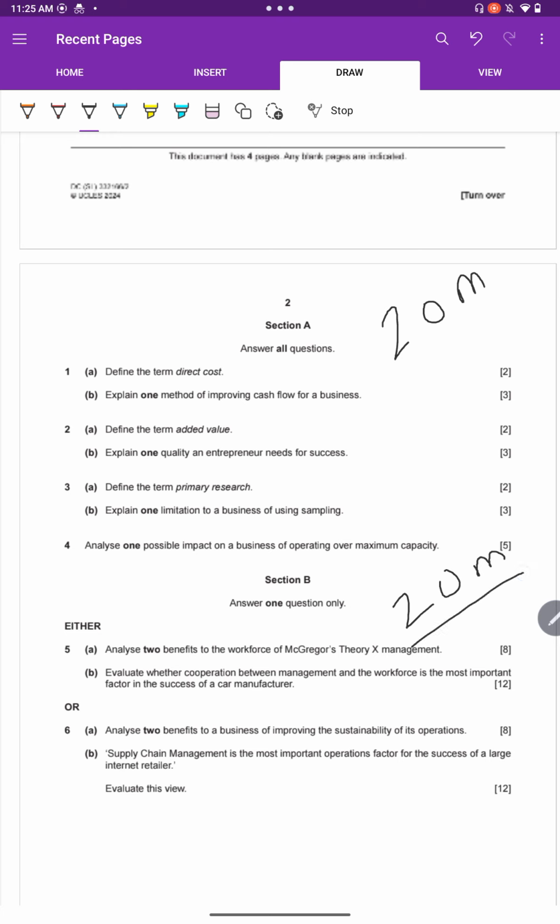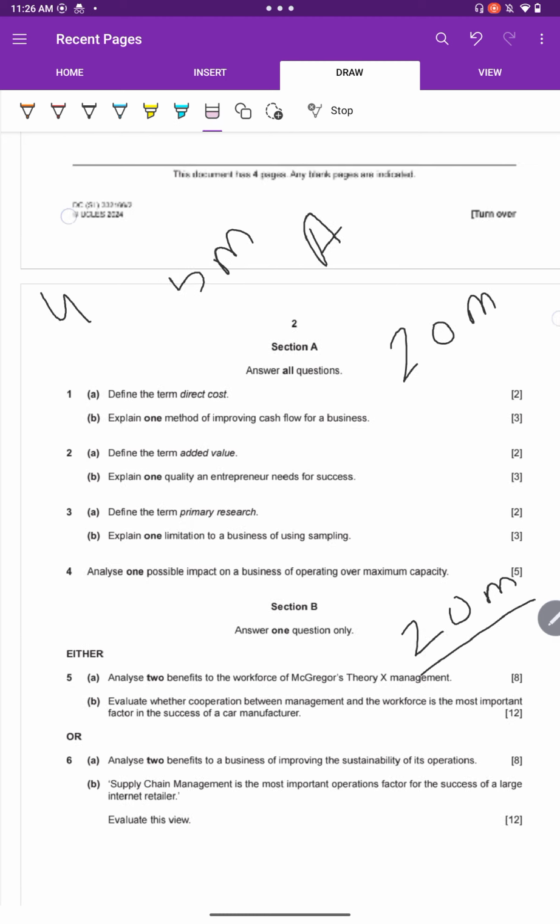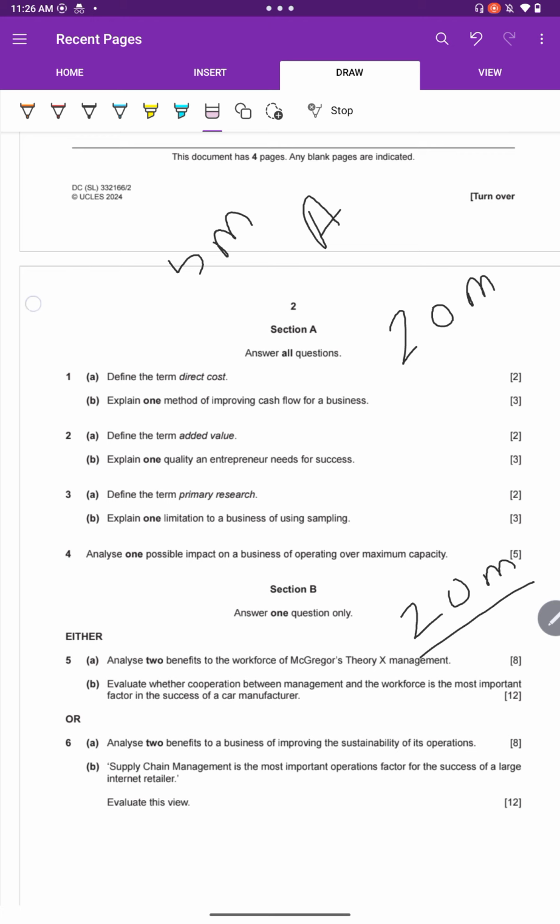So, by the way, 2024 May June threshold was very high for paper one. I think A was on 35 marks. It means that out of 40, if you gain 35 marks, you will get A. So this is quite high. But Alhamdulillah, most of my students got A, and A in AS level and A star in A levels. Alhamdulillah.